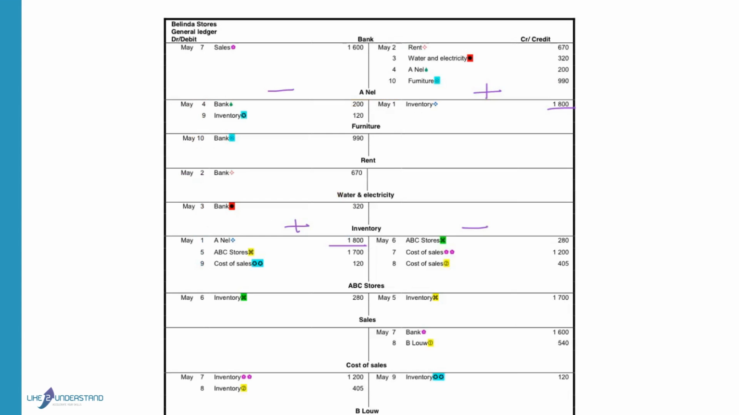The bank account is credited because we took money out of the bank. So bank is an asset that increases on the debit side and decreases on the credit side. We have less money, so we have to credit the bank. And we paid the expense, rent. So rent will be debited because expenses increase on the debit side and decrease on the credit side.